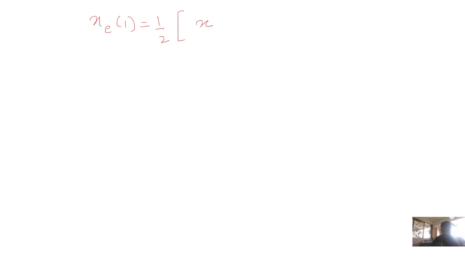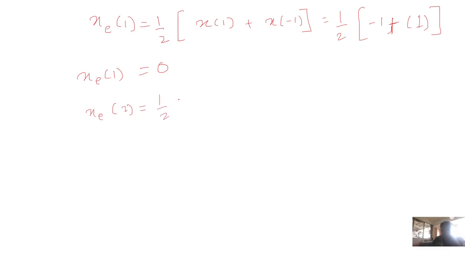It is half of x of 1 plus x of minus 1. So it is going to be half of what x of 1 is in our case, minus 1. What is x of minus 1? It is plus 1, and therefore it is going to be 0. So xe1 of 1 is 0. What is xe1 of 2? Half of x of 2 plus x of minus 2, which is half of x of 2, which over here is 3, plus x of minus 2, which over here is minus 2, and therefore it is going to be 0.5.